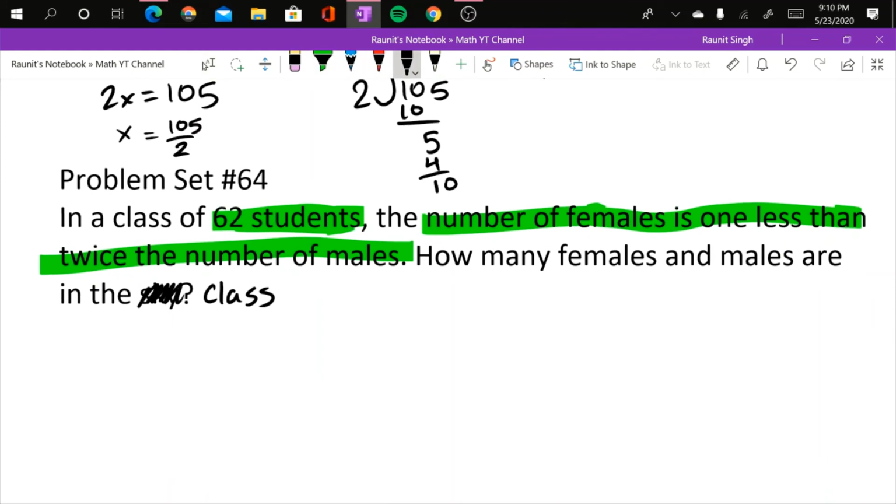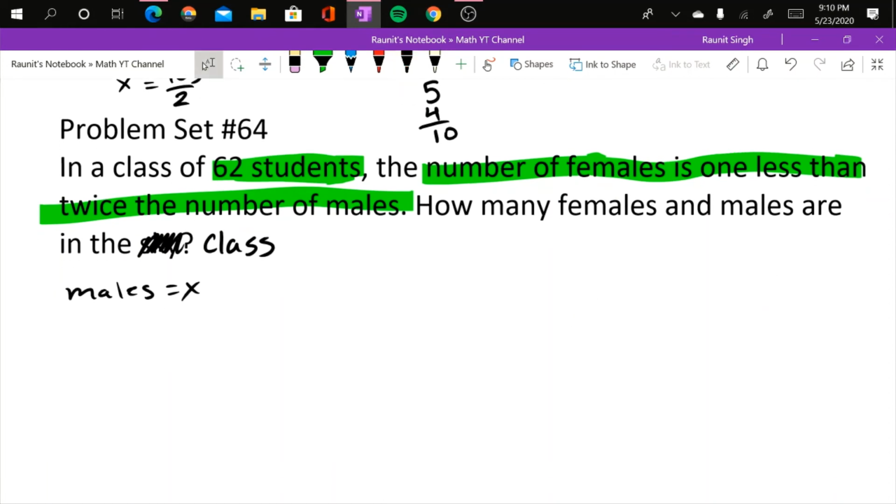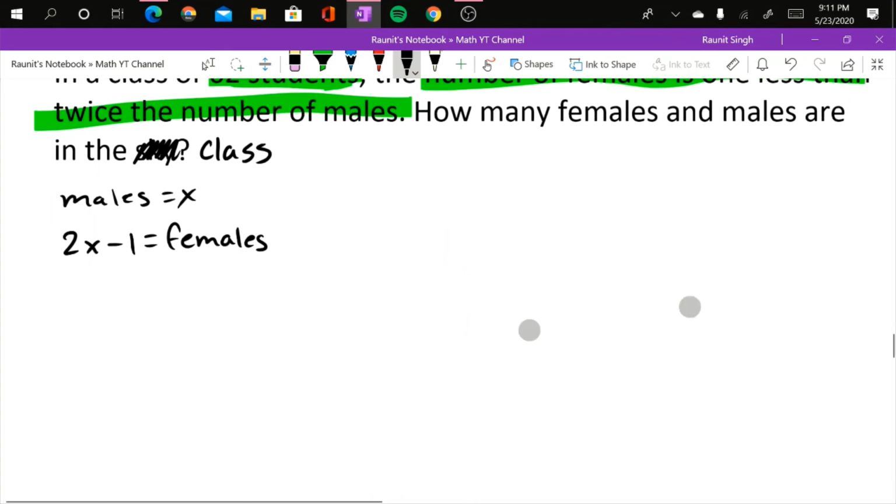So let's take the males as x, okay? So the number of females is 1 less than twice the number of males. So since male is x, 2x minus 1 is equal to the females. And since we know that there are 62 students, we would just do 2x minus 1 plus x is equal to 62.